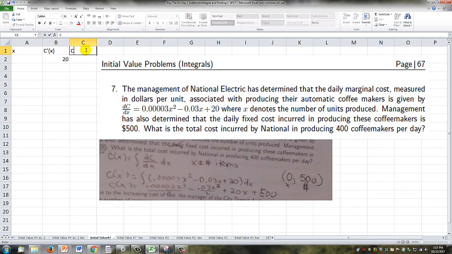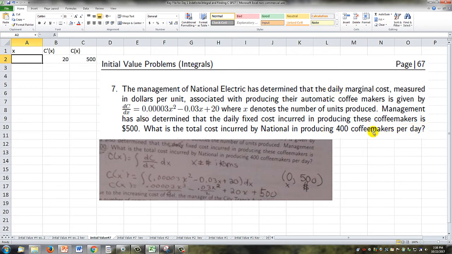And my cost function gives me a total cost of 0.0003 divided by 3 times x cubed minus 0.03 divided by 2 times x squared plus 20 times x plus 500. The question is, what is the total cost incurred by National in producing 400 items, which are coffee makers, per day? And again, the per day is part of the daily.